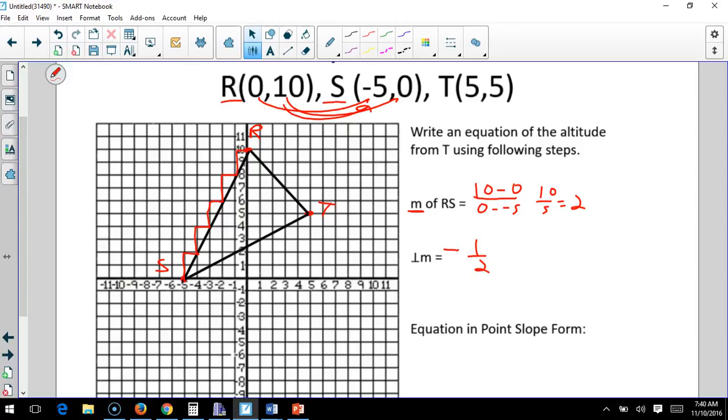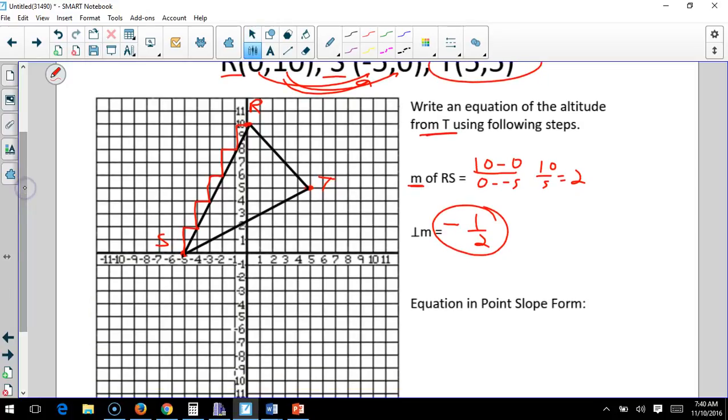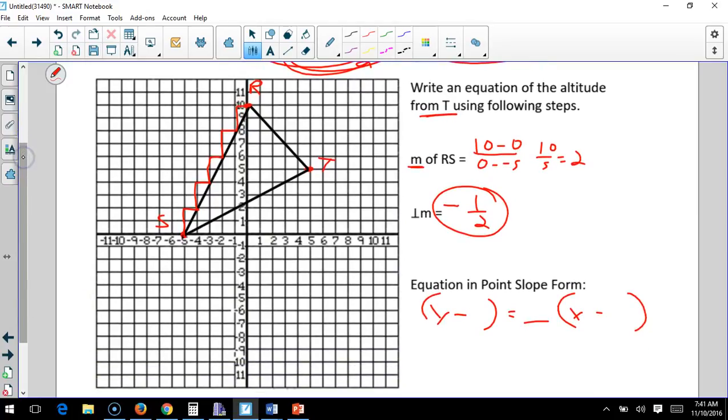Okay? Now, the equation in point-slope form. So for the equation, we need the slope of the new line and a point on the line. Well, if it's coming from T, we need to use 5, 5. So remember, y minus y equals m times x minus x. So we're just going to plug those in. And since T is at 5, 5, that's very easy. Both 5s, and negative 1/2. We now have the equation of the altitude.